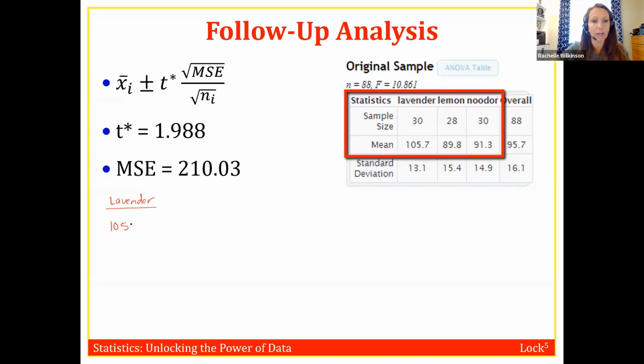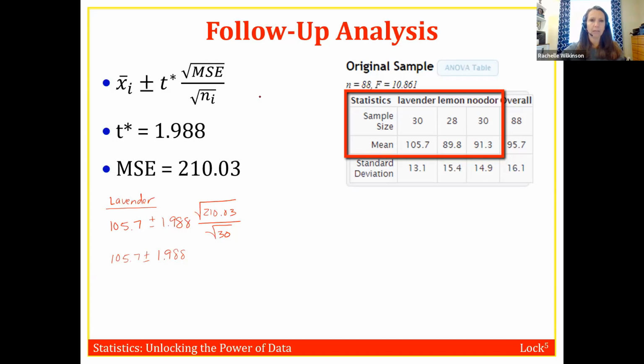Okay, so for lavender, my sample mean was 105.7. So I'm going to have 105.7 plus and minus my T star, which is 1.988, times the square root of that MSE, 210.03, divided by the square root of the sample size for lavender, which was 30. So now I'm just going to work through those numbers. I'll do the square rooting numbers over here first. So I have the square root of 210.03 divided by the square root of 30.